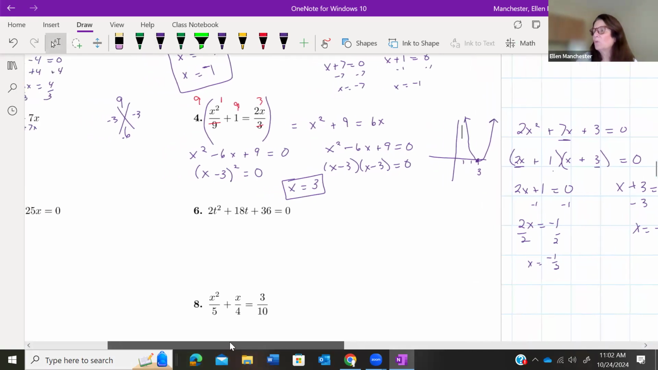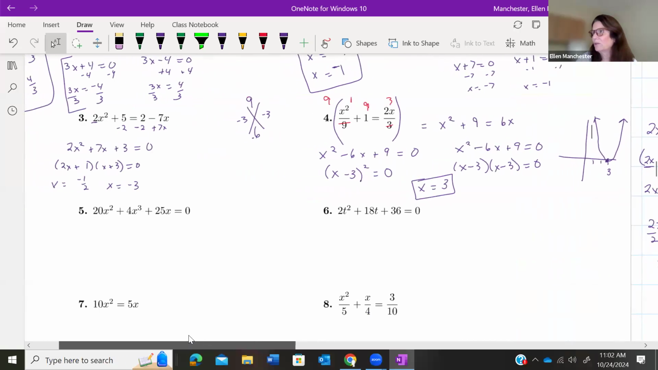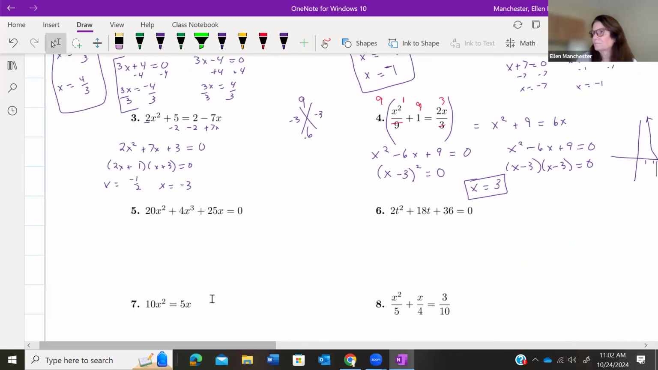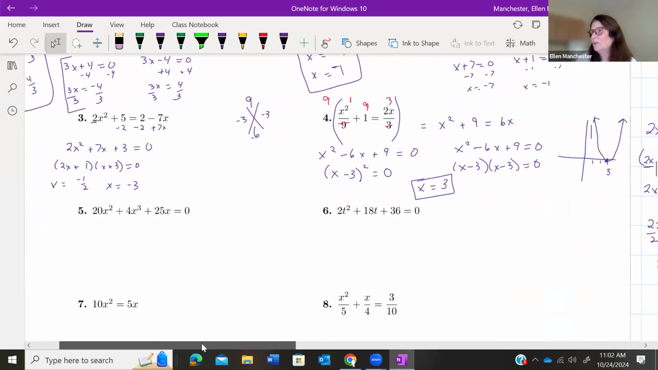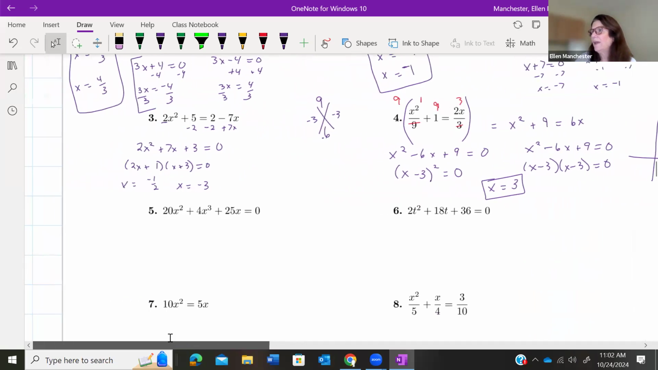Okay, so that's why there's only one answer instead of 2. Normally there's 2 answers. Yes, so that would be your vertex. Yeah, your minimum. Good catch.